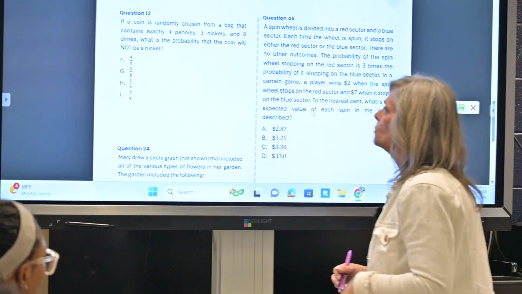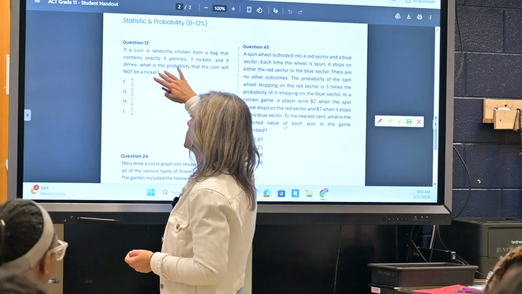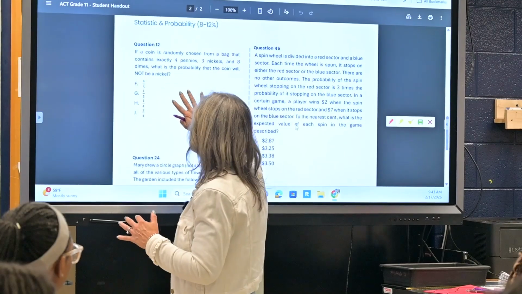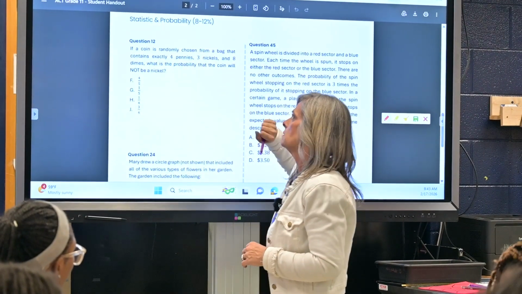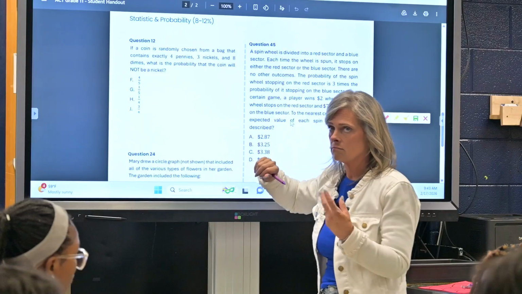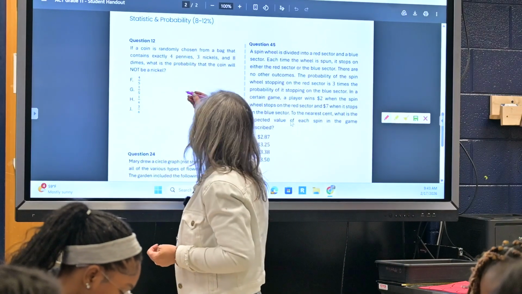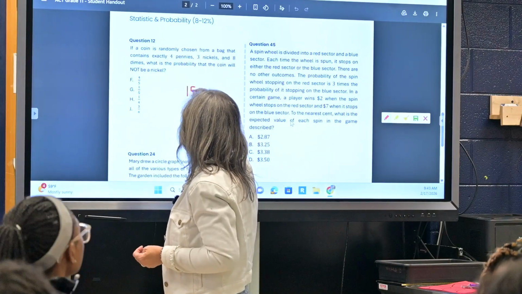So the first thing we want to do is just add up how many we have total. So we have 4 plus 3 plus 8. That's 15 coins, okay? So 15 will be our bottom number.